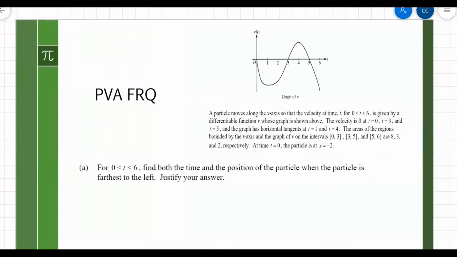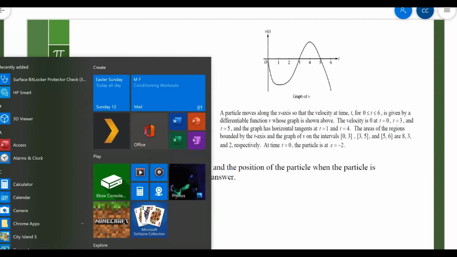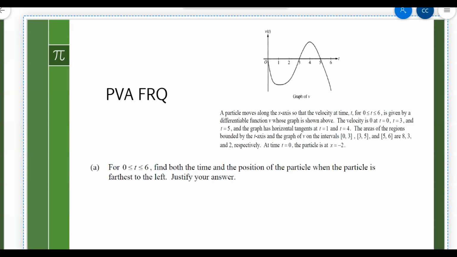So one of the things I want to do is look at a position, velocity, acceleration free response question. This came from an AP exam probably about 10 years ago. It was a non-calculator question, and this year's AP exam is focused primarily on non-calculator. So I wanted to look at this and talk about a non-calculator position, velocity, acceleration. At this point, we've learned integration as well as differentiation, so this is going to involve integrals and derivatives.